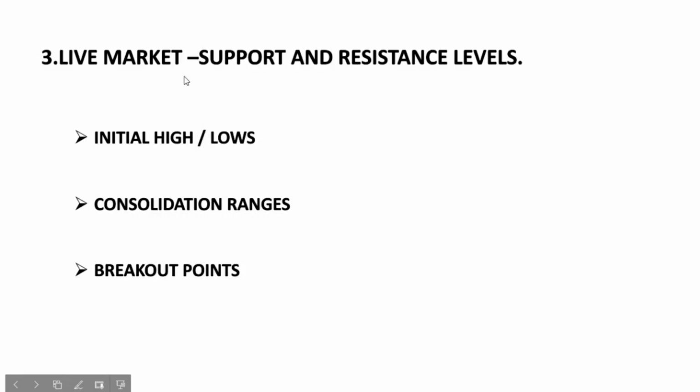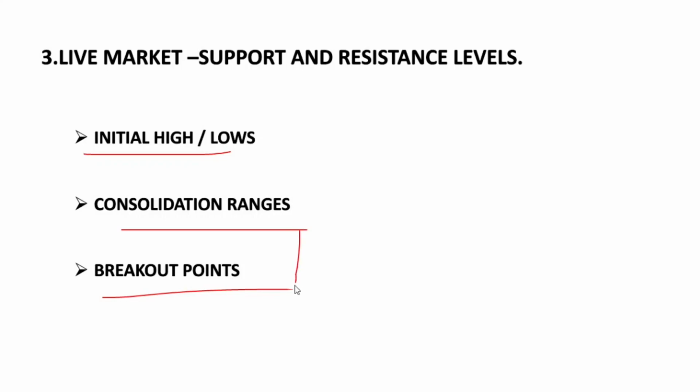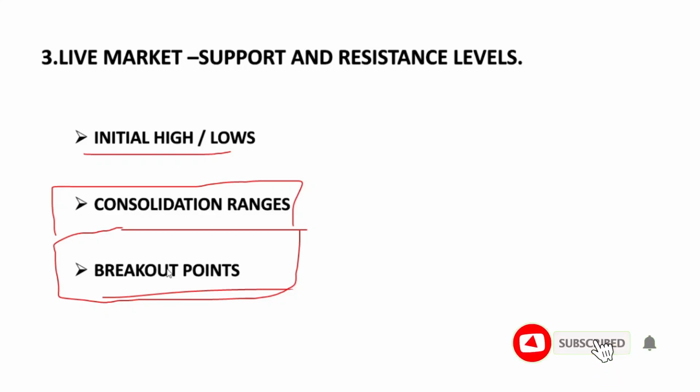The third type of resistance and support levels are live market levels. Like when the market is on, when the market is going on, you should mark some levels in your chart for your intraday levels. That are initial highs and lows, consolidation ranges and breakout points. These consolidation and breakout points are almost the same. I just separated these two things because for some beginners it might be really tough to understand. For experienced traders, these two things are the same, consolidation and breakout points. These are the levels you should mark in your chart.